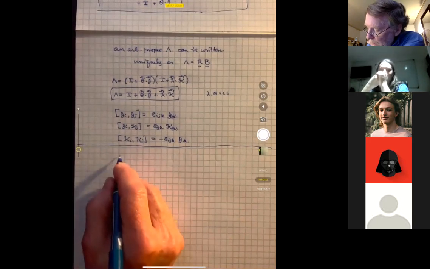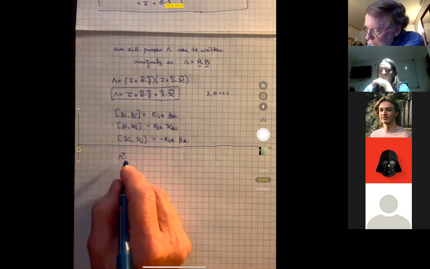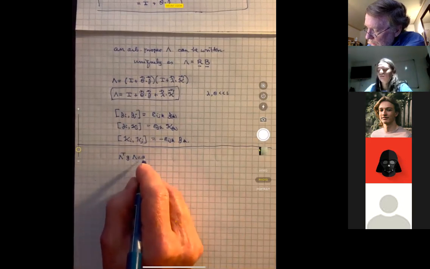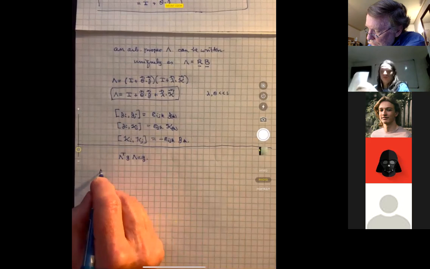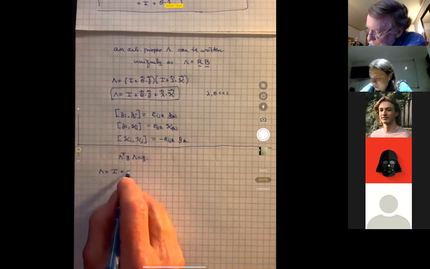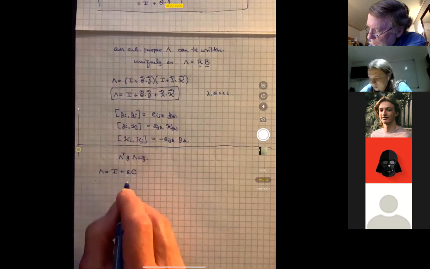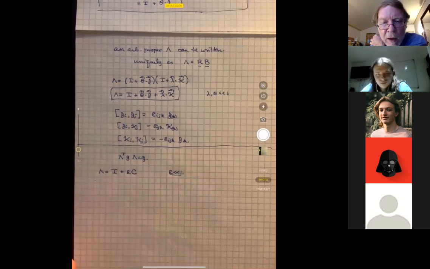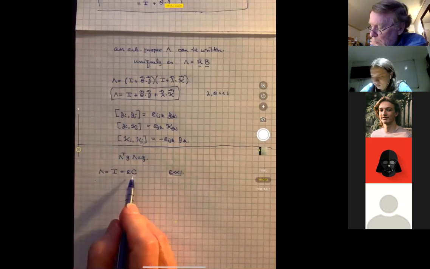Let's go back to the definition of the Lorentz transformation in terms of matrices. Lambda transpose G lambda is equal to G. And let's say that our Lorentz transformation is infinitesimal, so I'll write lambda as identity, plus a small correction I'll write as epsilon C, where epsilon is just a small scale parameter that we can make as small as we want in order to make the correction small.